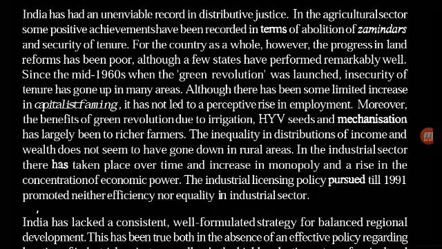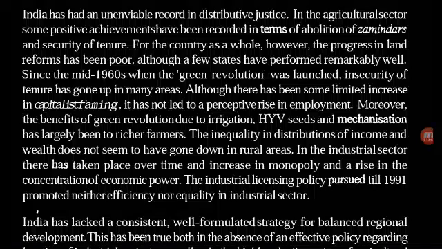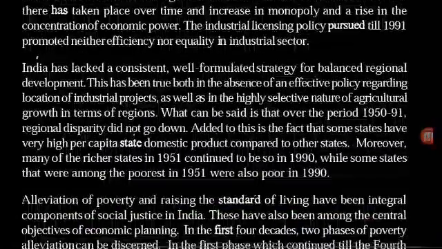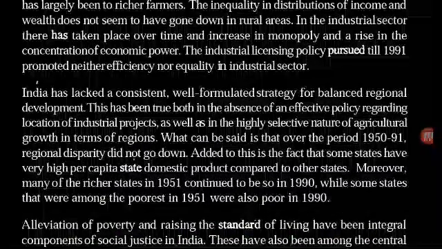Since the mid 1960s, when the Green Revolution was launched, insecurity of tenure has gone up in many areas. Although there has been some limited increase in capitalist farming, it has not led to a perceptible rise in employment. Moreover, the benefits of Green Revolution due to irrigation, HYV seeds, and mechanization have largely gone to richer farmers. The inequality in distribution of income and wealth does not seem to have gone down in rural areas.